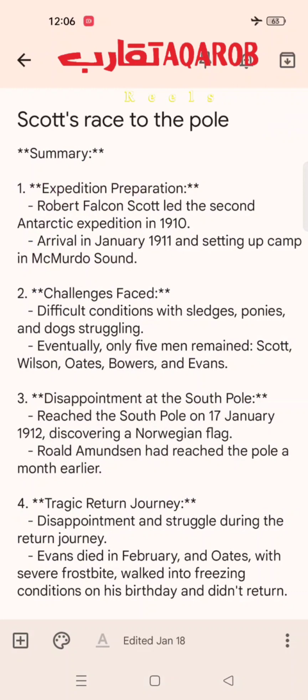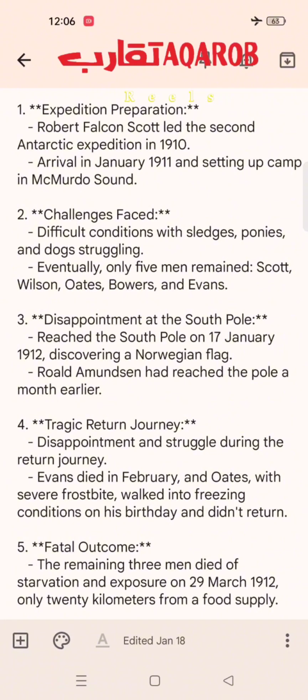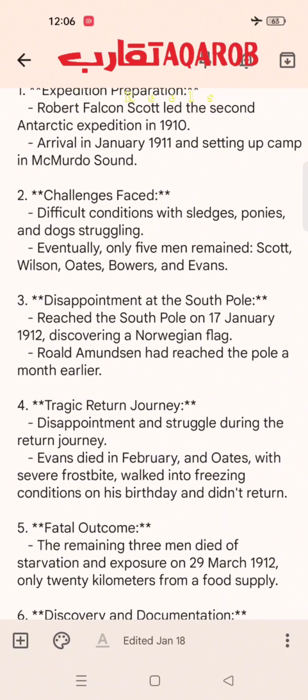Now let's have the summary and the main ideas of the text about Scott's race to the pole. Number 1. Summary. Expedition preparation. Robert Falcon Scott led the second Antarctic expedition in 1910. Arrival in January 1911 and setting up a camp in McMurdo Sound.